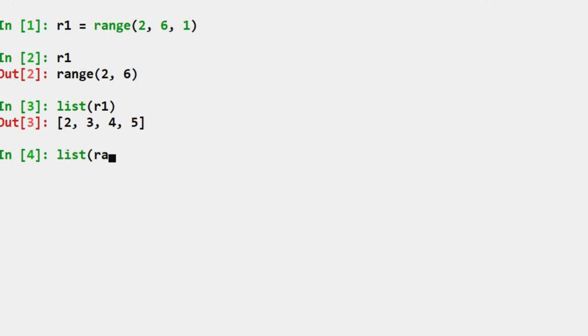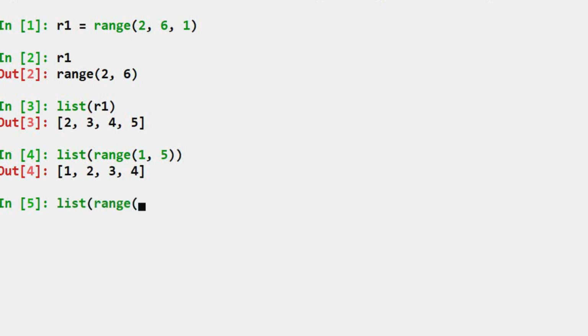Next I am considering another range object with arguments 1 and 5. Then that will generate the sequence of numbers 1, 2, 3, 4. Now I am considering another range object with only one argument. That argument is 5, which represents the stop value. Then we can get the sequence in that range object: 0, 1, 2, 3 and 4.